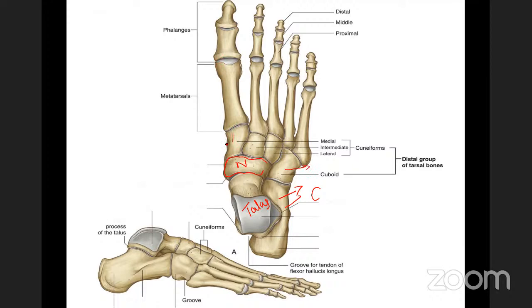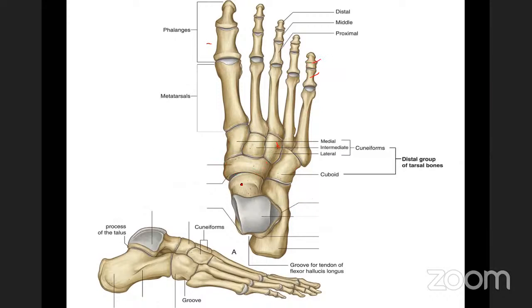This is the medial aspect. Medial cuneiform, intermediate cuneiform, lateral cuneiform. These are the metatarsals and these are the phalanges. So we will quickly revise the bones of the foot once again.